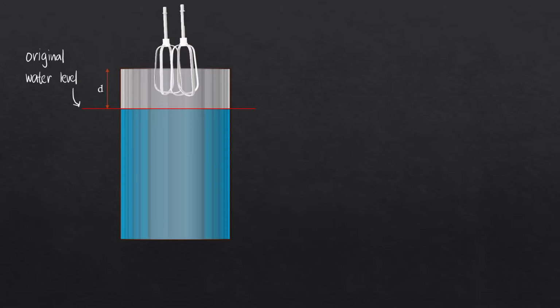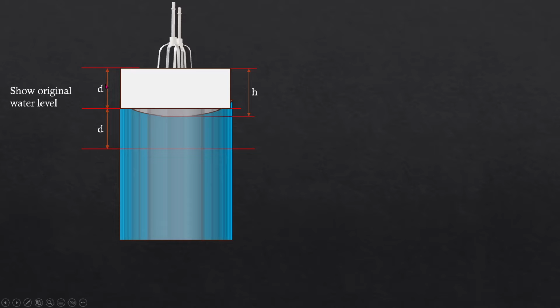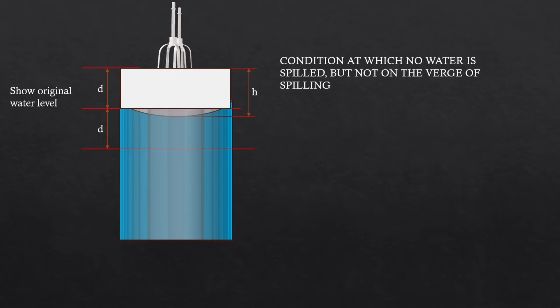Now what if I'm gonna rotate this vessel about the center point? This is what's gonna happen. The water line will actually now be a curved surface. And so, if we are to show the original water level, this is it. The depth is actually D, this one. However, since we rotated this vessel, this will now curve right here. And so this figure shows the condition at which no water is spilled, but it is not yet on the verge of spilling. Now sir, when will water be on the verge of spilling?